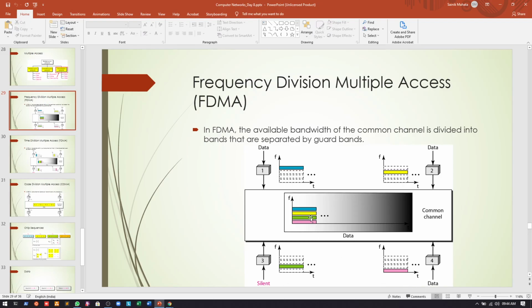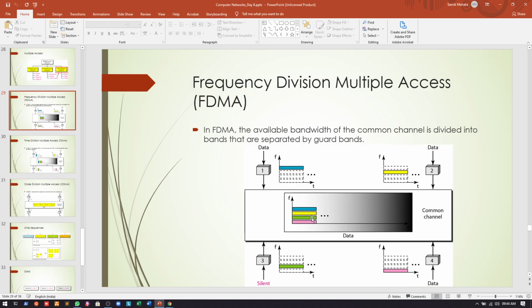And again you can see that all these sub frequencies that are denoted in the common channel are actually separated, right? And the separation frequencies are nothing but the guard bands. So using this protocol we can allow more than one station to share a common channel using frequency division multiple access. So this is one way of doing things.